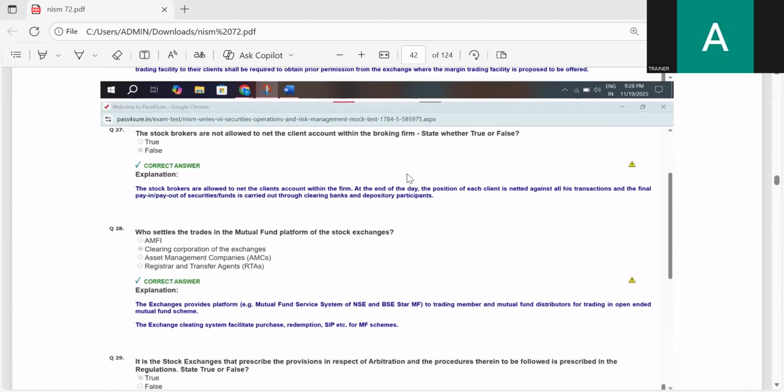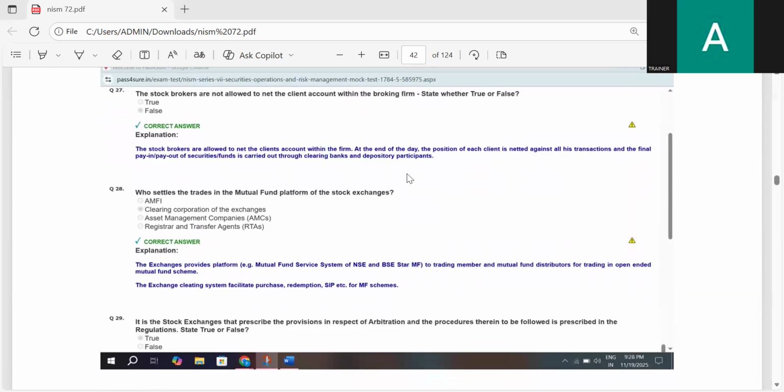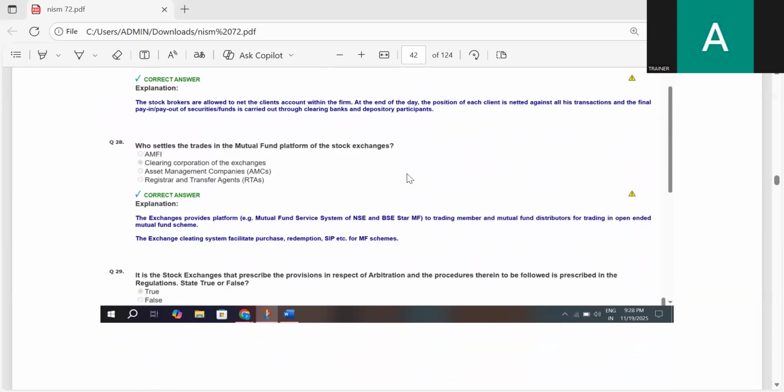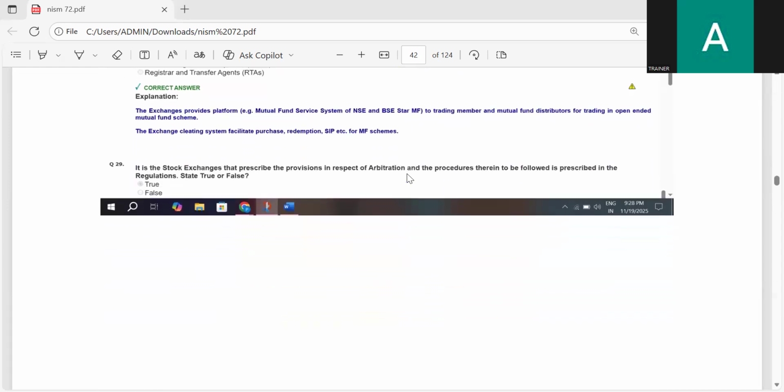Who settles the trades in the mutual fund platform of the stock exchange? MFI, Clearing Corporation of the Exchange, Asset Management Company, Registrar and Transfer Agent. The correct option is Clearing Corporation of the Exchange.